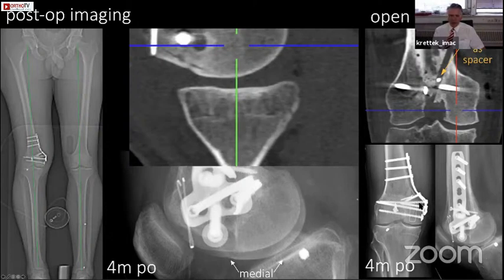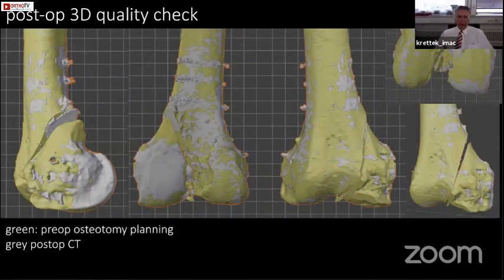Here's the situation in the CT scan. Again, green is the preoperative trauma side. Gray is the postoperative side of the same side. And look how nicely both surfaces match each other. Gray and green is comparing preoperative planning and postoperative CT scan, and this shows that it could be nicely achieved.